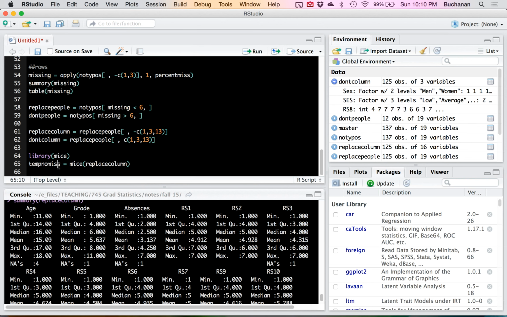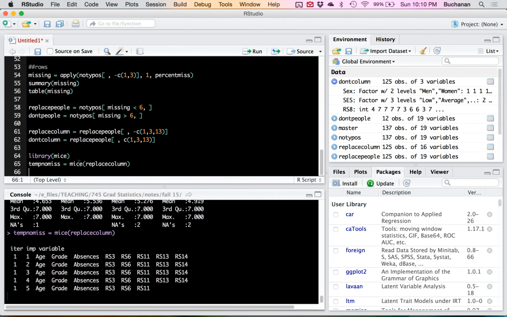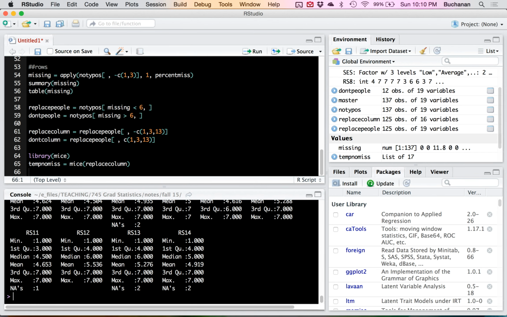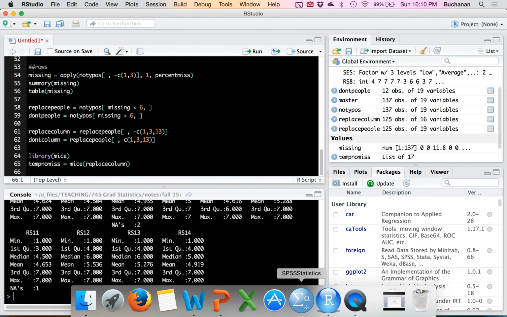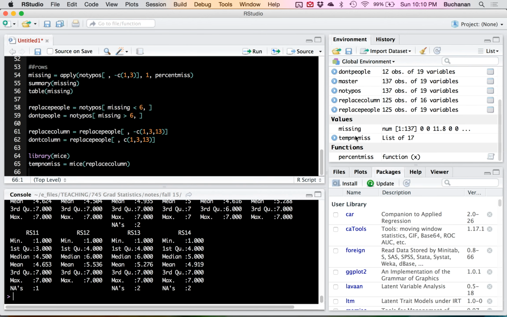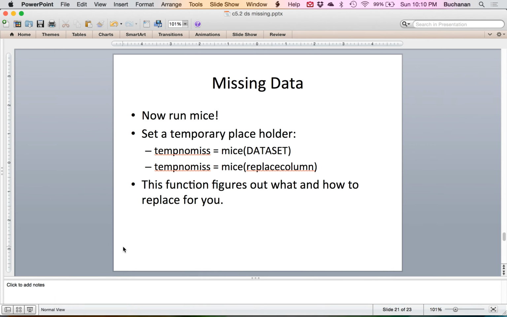All right, now if I run this temporary thing and tell the mice to work, you're going to see some action. So this is it figuring out what to replace. But that's not the data. And so our replace column still has missing data. So down here, if I do that summary function again, I still have missing data. So it hasn't done anything. It's imputed them and then it's saved it as this list. And what that list is a bunch of the data saved.